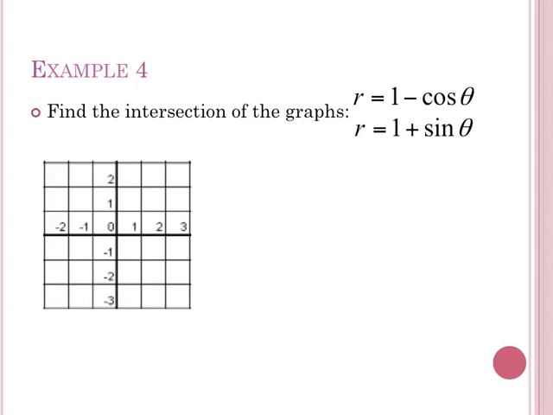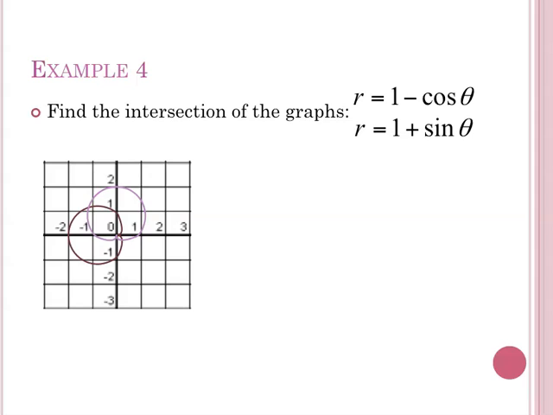And here we know that both a and b are equal to 1 in both cases, so not only do we have limaçons, but we actually have cardioids. So here's the first one, 1 minus cosine theta, and 1 plus sine theta.